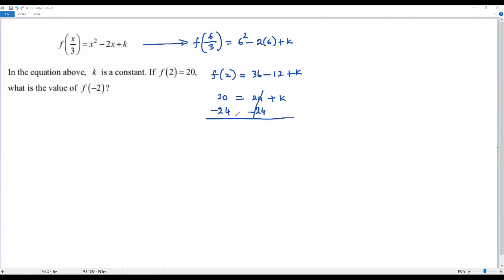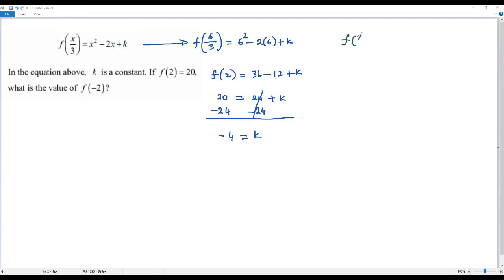When I do so, this +24 and -24 will cancel out. When I combine +20 and -24, I am getting -4. On the right side, we have k. Okay, here I got the value of the constant k. Now, the given function is complete. So we have to plug in this -4 for k over here.